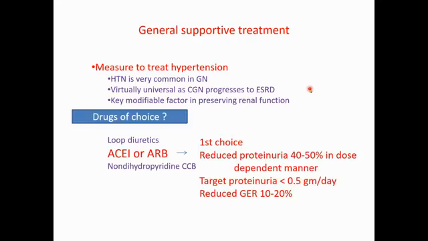Drug of choice in case of glomerulonephritis, the first choice is an ACE inhibitor or ARB. It reduces the proteinuria by 40 to 50% in a dose-dependent manner. Our target proteinuria is less than 0.5 gram per day, and an ACE inhibitor or ARB may reduce the GFR; up to 20% is acceptable. If GFR is reduced by more than 20%, then we should stop the ACE inhibitor or ARB and give an alternative drug. A non-dihydropyridine calcium channel blocker is another choice.